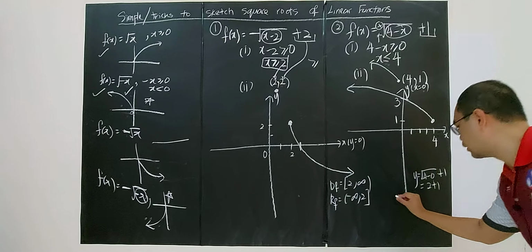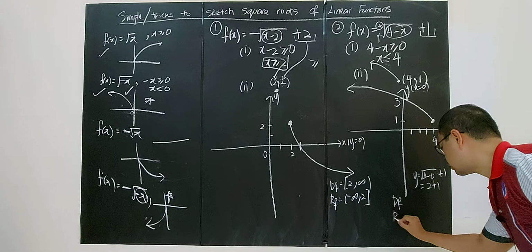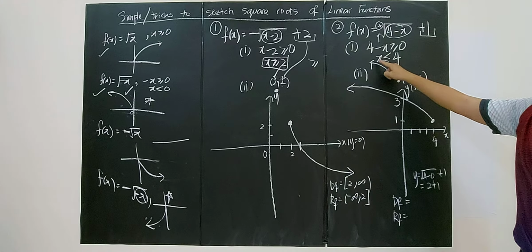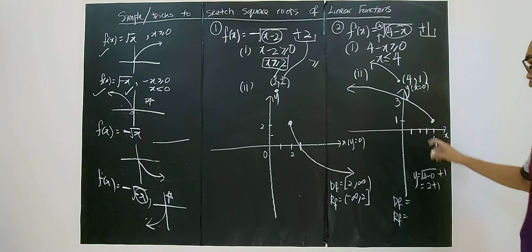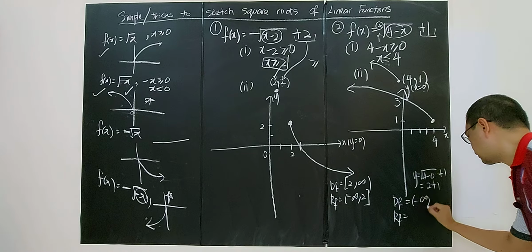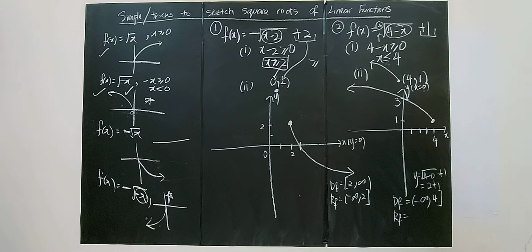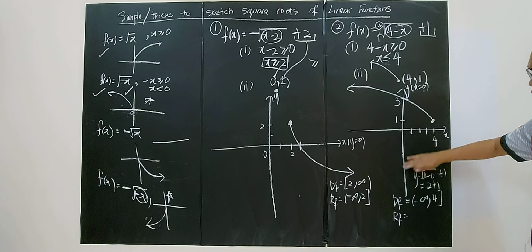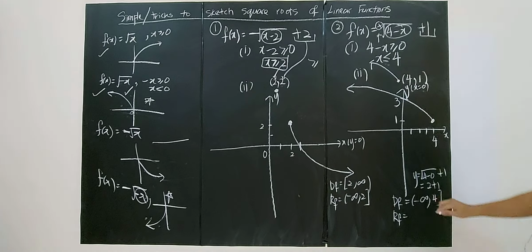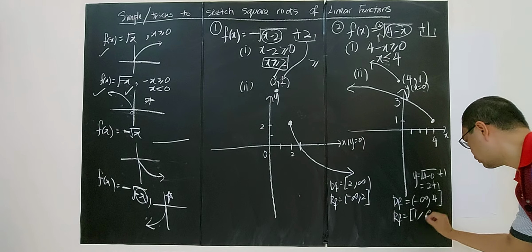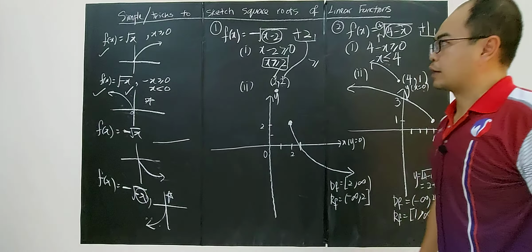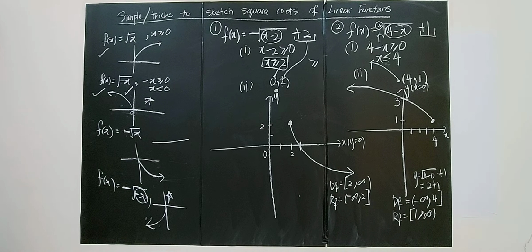So the domain here will be negative infinity up to 4, closed. And the range will be, there is no graph below here, the y value starts from 1 and above, right? So it will be 1 to infinity, right? So, okay, I will give you 2 more examples.